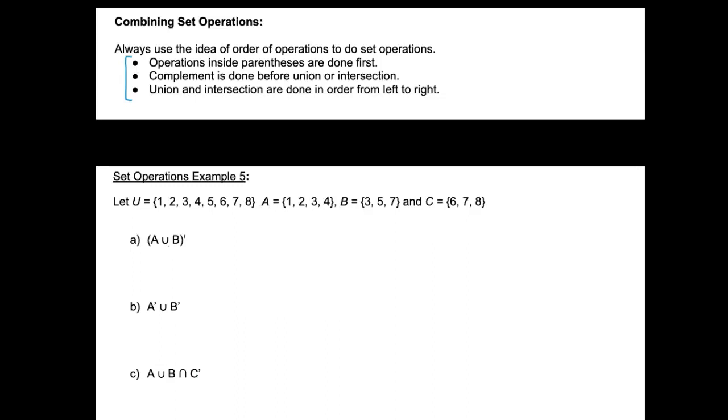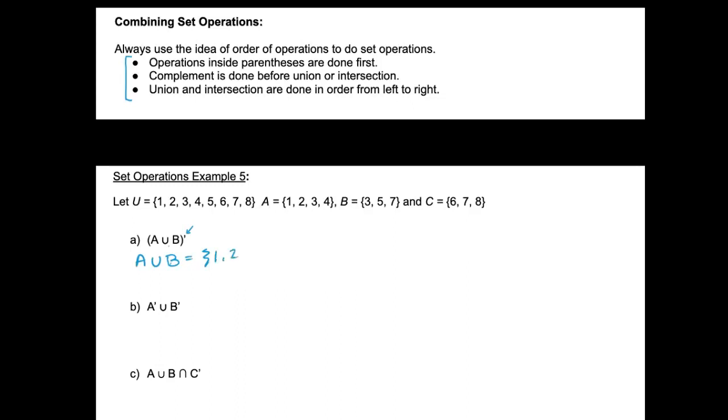Okay, so let's jump in and do A. So like I said before, we're working on the inside of the parentheses first. So the first thing we're going to do is just A union B. We're not even going to worry about that complement on the outside. So to find A union B, remember that union means combine them together. So I'm going to take set A and set B and write all of the numbers that occur in both of those sets.